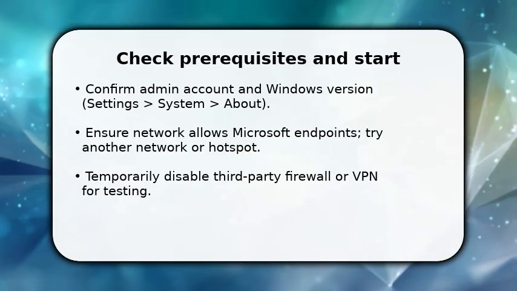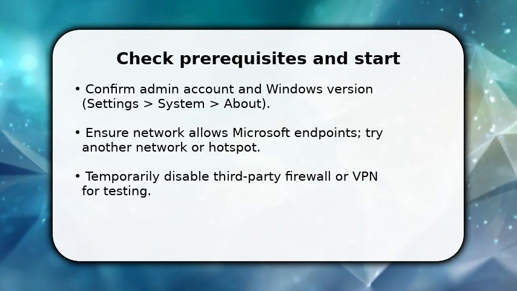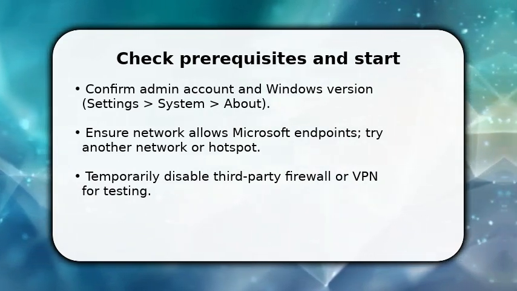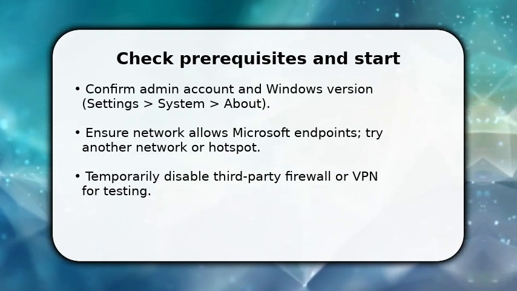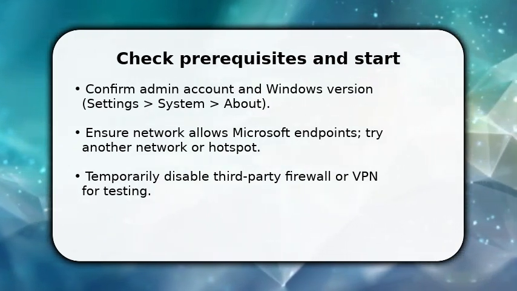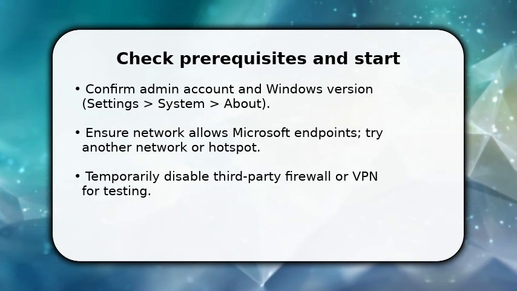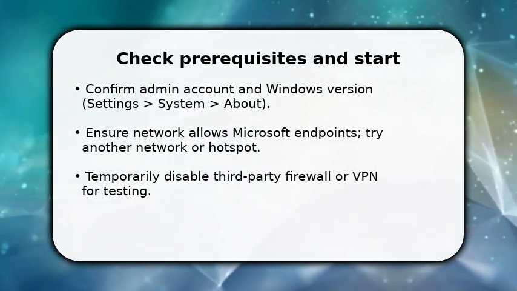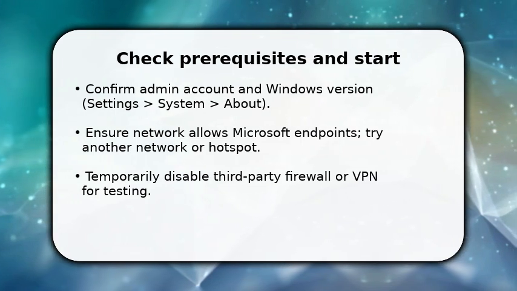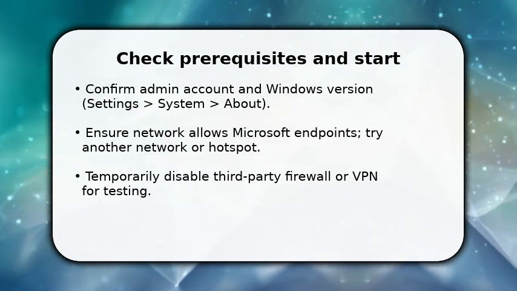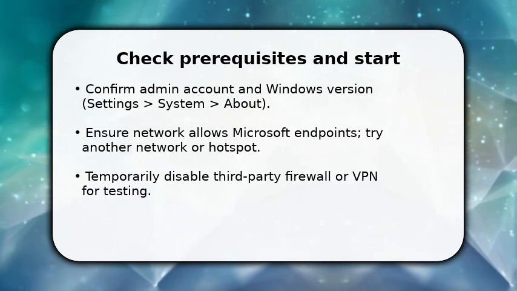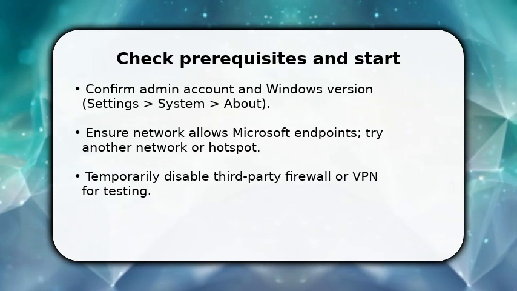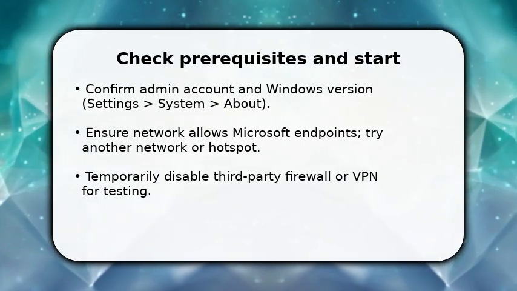You need admin access and a supported Windows build before we begin. First, sign into an administrator account and confirm your Windows version. This avoids compatibility blocks. Next, test network reachability by switching to a mobile hotspot or known good Wi-Fi so we isolate corporate or router filtering. Finally, temporarily disable any third-party firewall or VPN while you troubleshoot. Make sure to re-enable it afterward. Once done, you'll be ready to run the first set of system checks and connectivity tests.